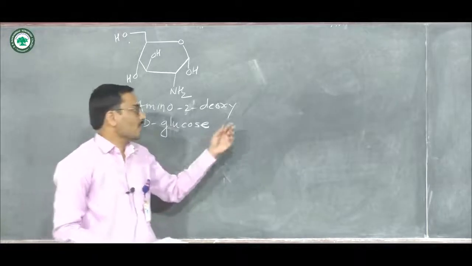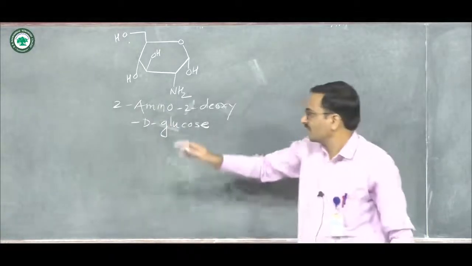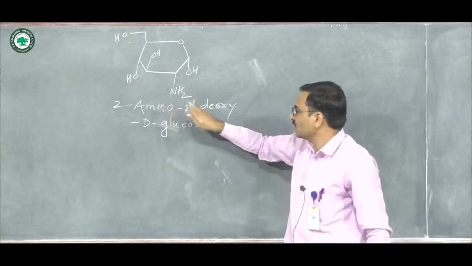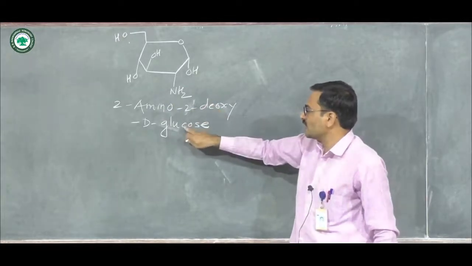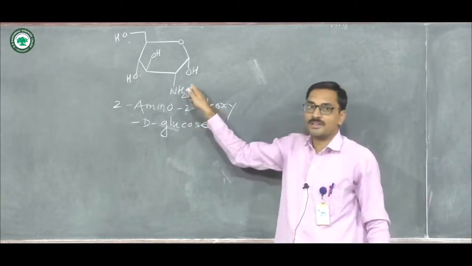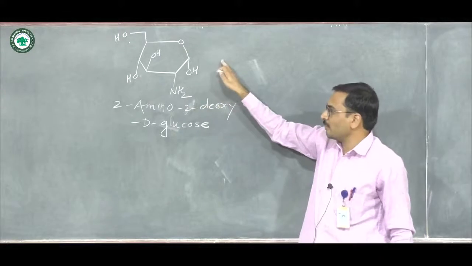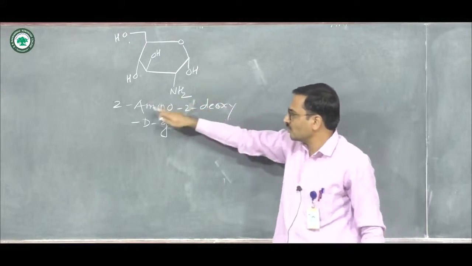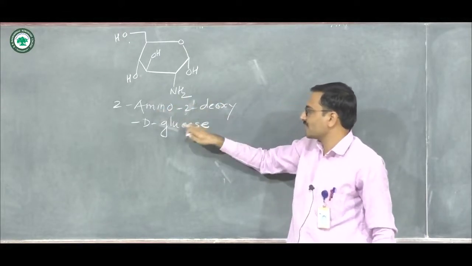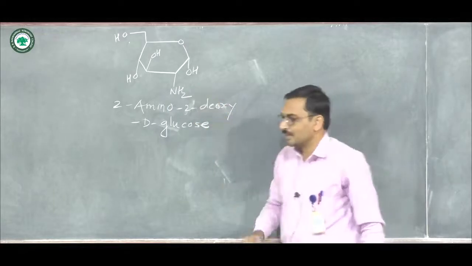For the synthesis of L-alanine, 2-amino 2-deoxy-D-glucose acts as the starting material. So for the synthesis of L-alanine, we use 2-amino 2-deoxy-D-glucose as a starting material.